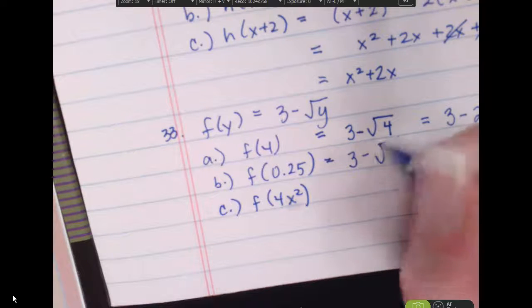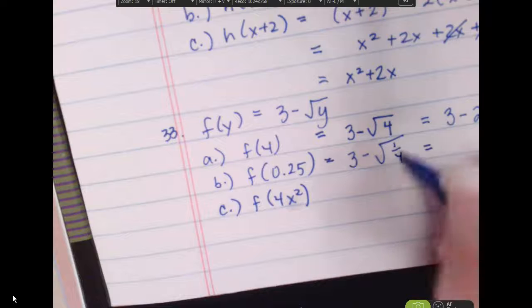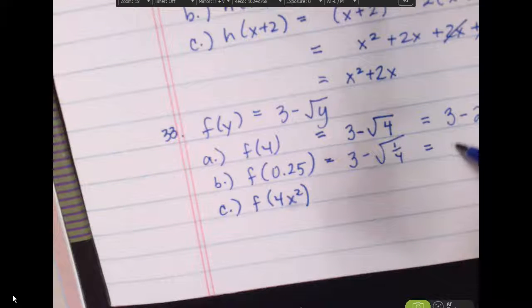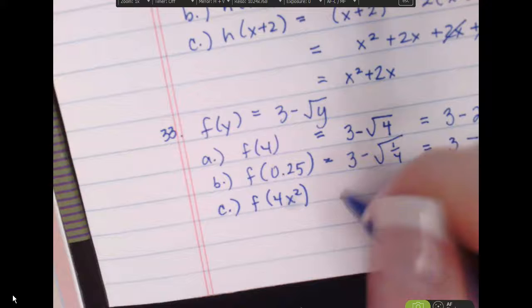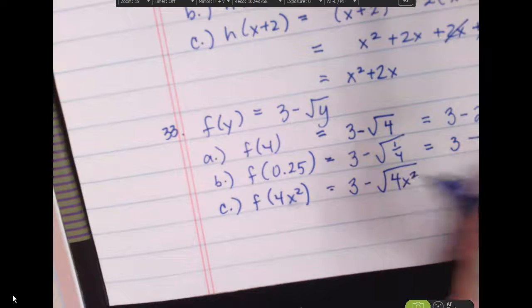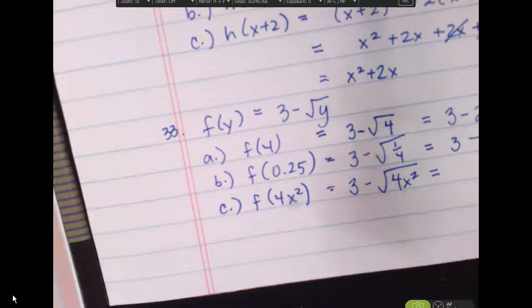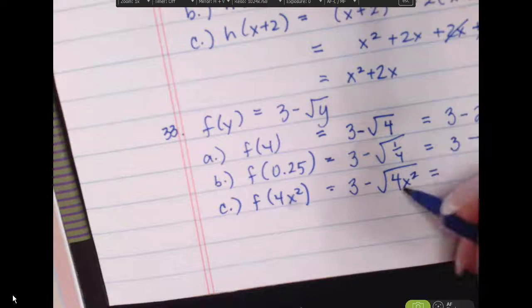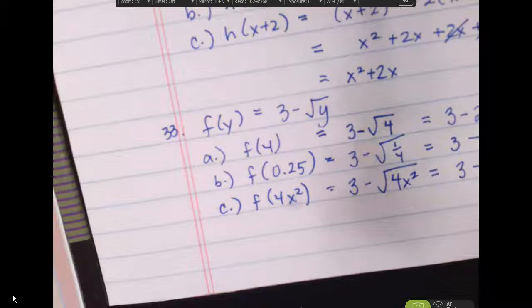And then 3 minus square root of a 4th. The square root of a 4th, you can use your calculator or just in your head, you know 1/2 times 1/2 is a 4th, so that's the square root. So I get 2.5 or 5/2 or 2.5 for that one. Then substituting in a 4x squared. And the square root of 4x squared is 2x. So 3 minus 2x.